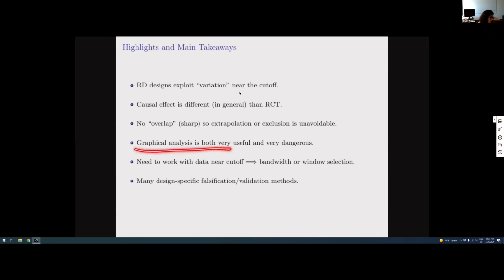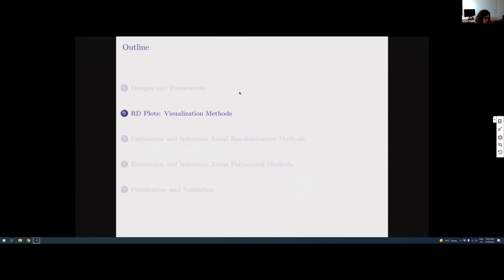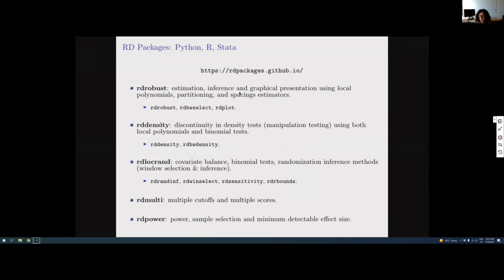We're going to talk a little more about how to analyze them graphically, and this is going to convey a lot of information about the design. Another takeaway will be falsification and validation methods that Matias will discuss later. So let me talk a little bit about how to visualize the design.